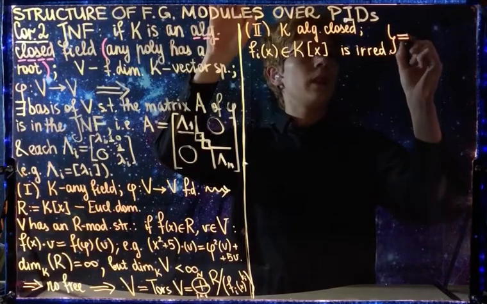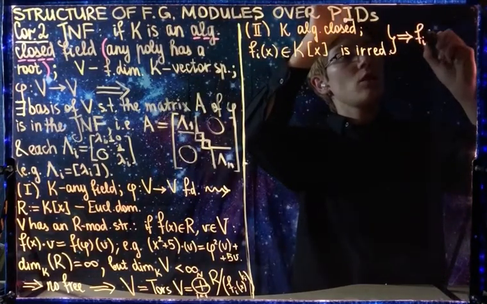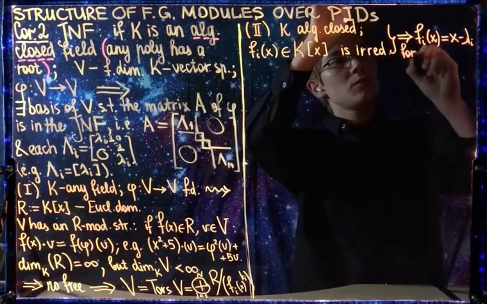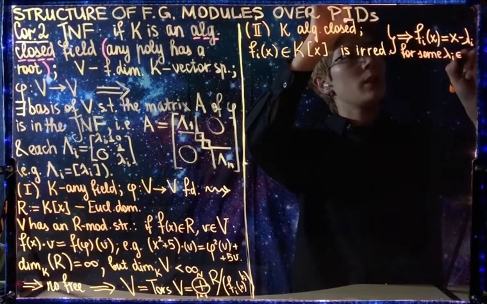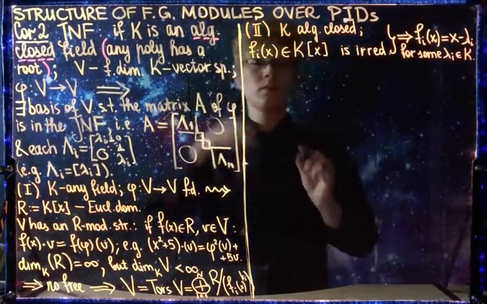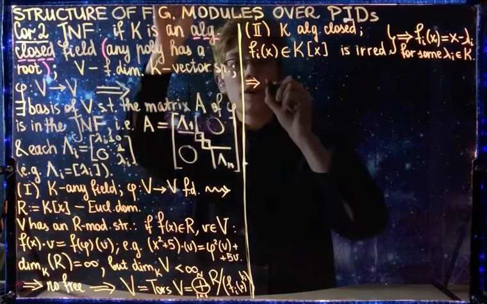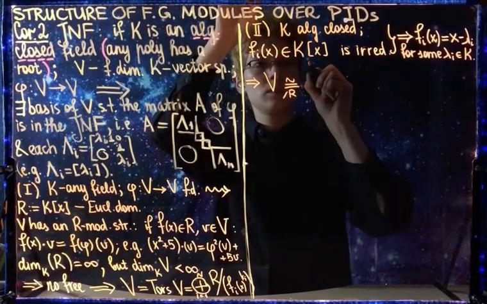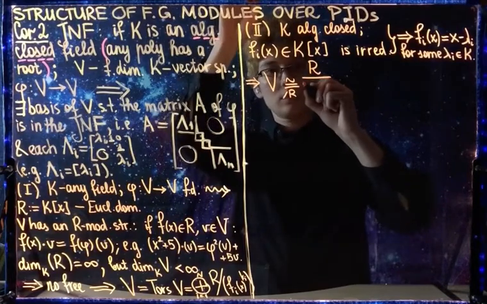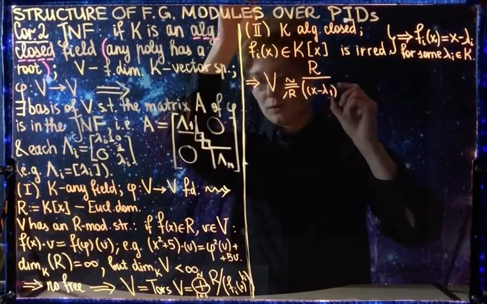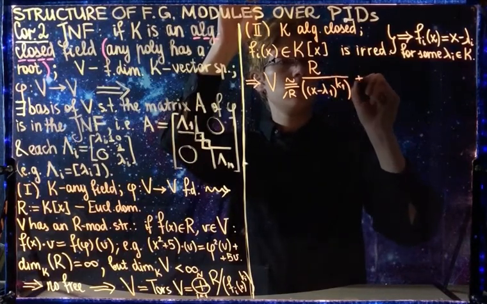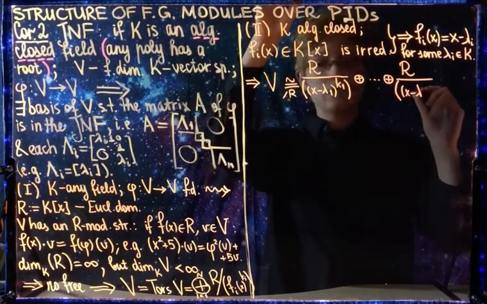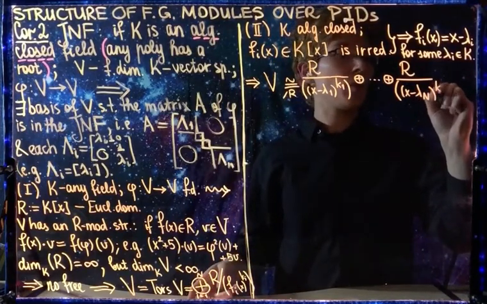And because K is algebraically closed, all f_i's are of the form x minus lambda_i for some constants lambda_i in K. And so we have a refinement that V is isomorphic as an R module to the direct sum R mod (x minus lambda_1) to the power k_1 plus etc. R mod (x minus lambda_n) to the power k_n.